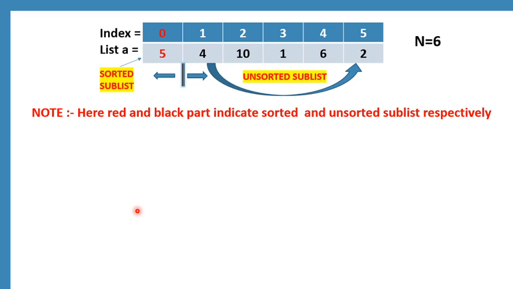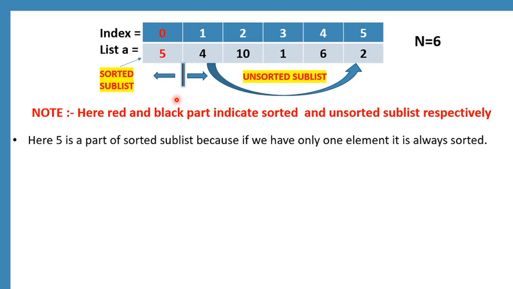Now coming to the example, but before going through the example, some more points are here. Before starting, you will see that this 5 is written in red, and 4, 10, 1, 6 and 2 are written in black. So the red part belongs to the sorted sublist, and the black part is related to the unsorted sublist.